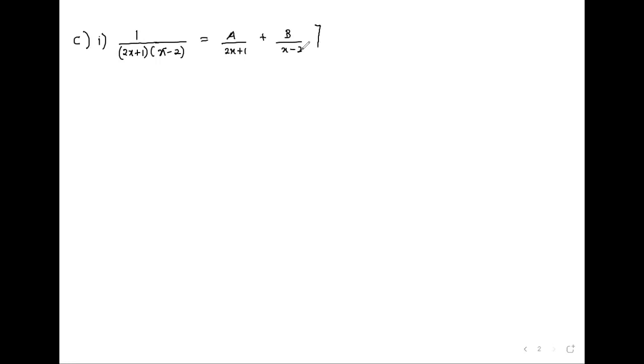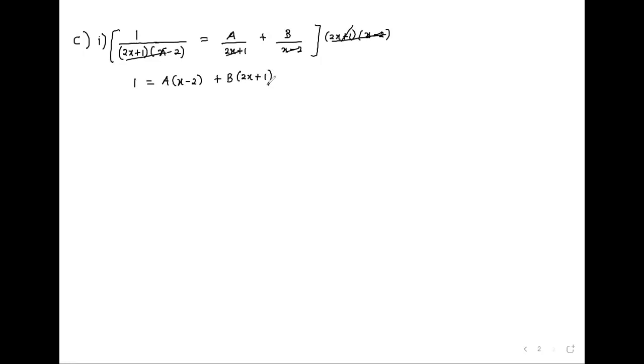And then the first step is to multiply this whole thing by 2x plus 1 and by x minus 2. So when you do that, this piece multiplied by that piece, you get 1. And then this piece will take away that piece, so we remain with A(x minus 2) plus B. This piece will take away that piece, so we'll have (2x plus 1).